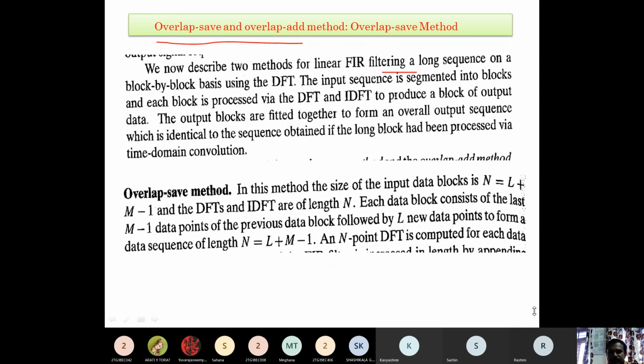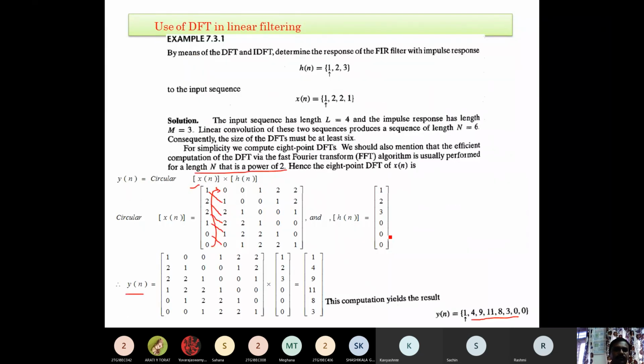So any doubt? And today's session is about linear filtering with one example.